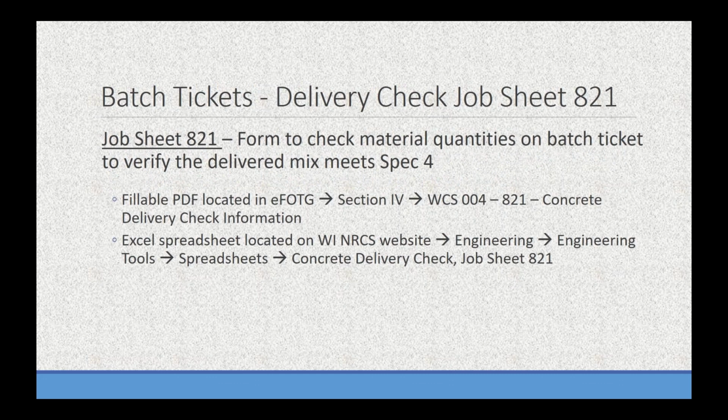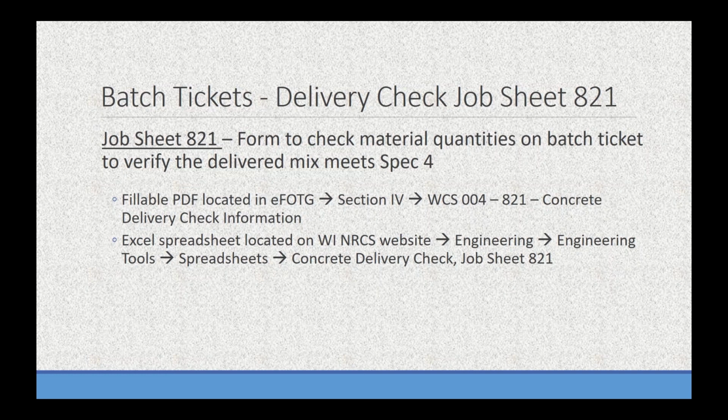So now that we hopefully have batch tickets that meet the Spec 4 requirements, the next thing that we're going to want to do when we're on the job doing our inspection is we're going to want to check the batch tickets to ensure that they meet the requirements of Spec 4. So one very handy tool that we have, NRCS has a job sheet 821. It's called the Delivery Check Job Sheet.